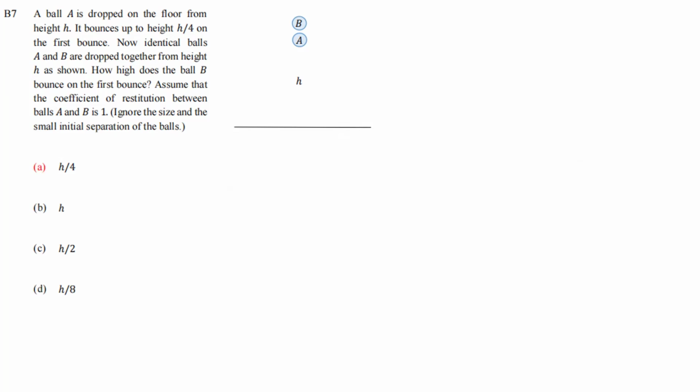So we have the problem: a ball is dropped from the height h. On bouncing off the floor, it reaches h by 4. So the coefficient of restitution with the floor is EF. We know that rebound height equals EF square into initial height.